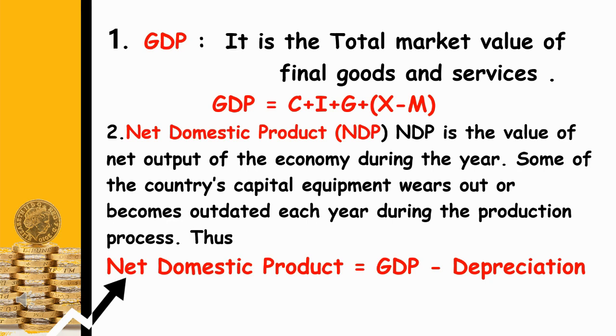The second one is NDP. NDP is nothing but the value of net output of an economy during a year. Some of the country's capital equipment wears out, depreciates or becomes outdated every year during the production process. So that is being deducted. So NDP is equal to GDP minus depreciation. NDP is calculated as GDP minus depreciation.